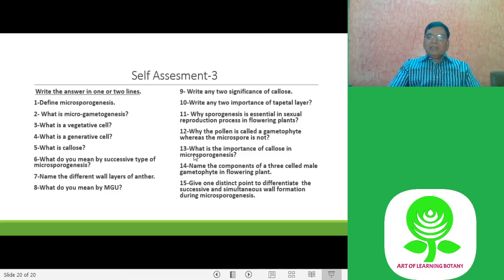What is the importance of callose in microsporogenesis? Already I have told. Name the components of a three-celled male gametophyte in flowering plants. Three-celled: one is the vegetative cell, the big one, and the two small ones called the male sperm cells. Now, give one distinct point to differentiate successive and simultaneous wall formation during microsporogenesis. The place of cytokinesis. In the successive type, there are three cytokinesis, one at the end of meiosis 1 and two at the end of meiosis 2. And in the simultaneous type, it occurs at the end of meiosis 2. So that is the main difference.